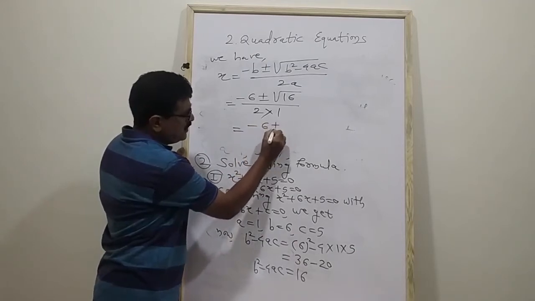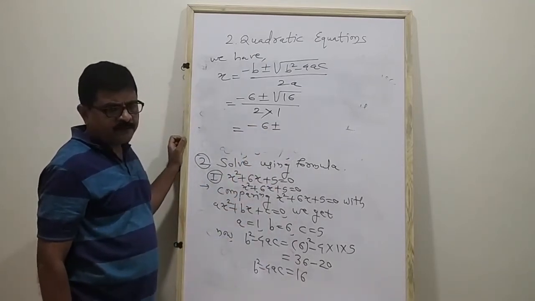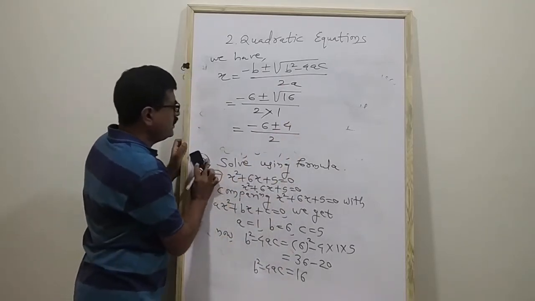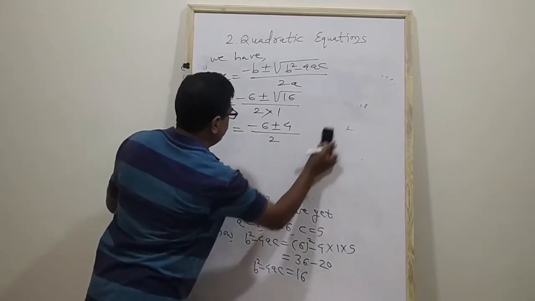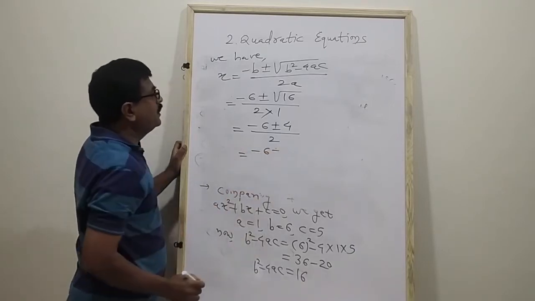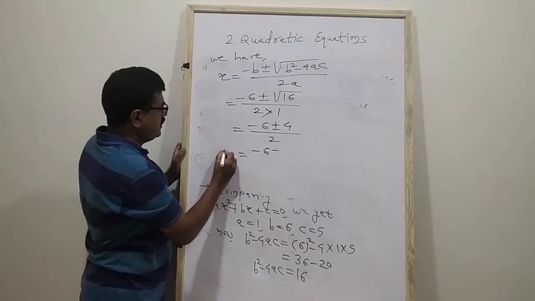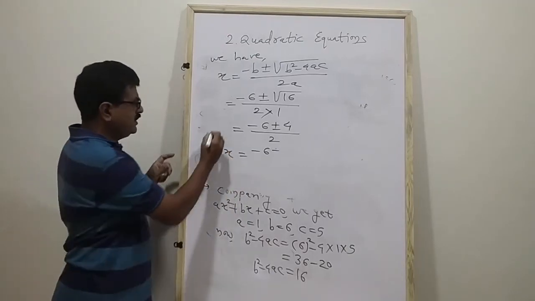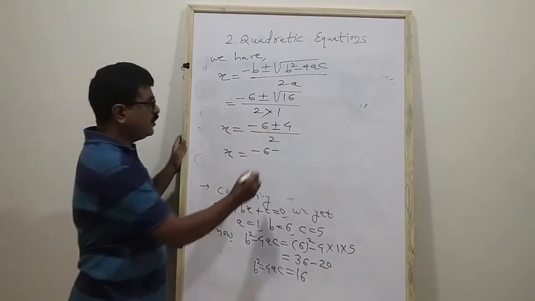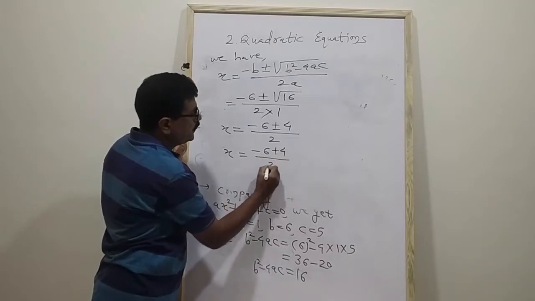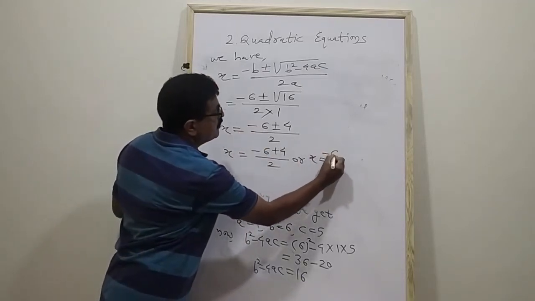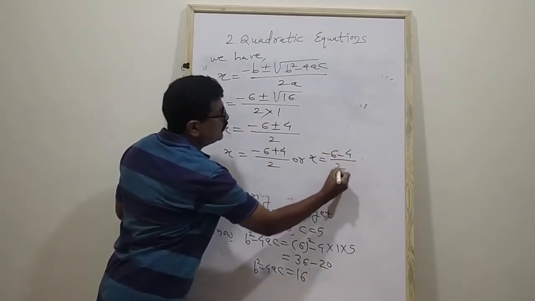Is equal to minus 6 plus or minus, now what is the square root of 16? 4, divided by 2, therefore equal to minus 6 plus or minus 4 divided by 2. We can write this as two values. First value is x is equal to minus 6 plus 4 divided by 2, or x is equal to, second value, minus 6 minus 4 divided by 2.